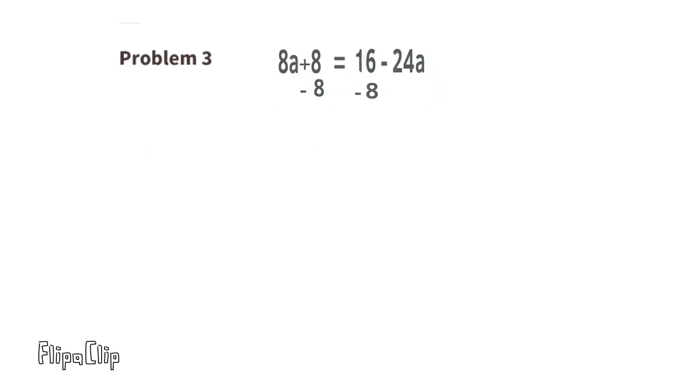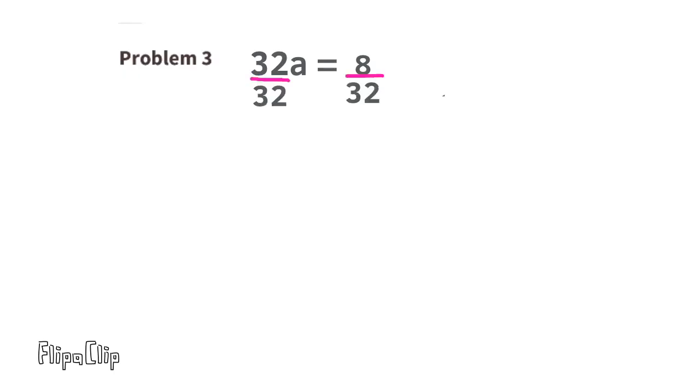Subtract 8 from both sides of the equal sign. Add 24a to both sides of the equal sign. Divide both sides by 32. 8 over 32 is equivalent to 1/4, so a equals 1/4.